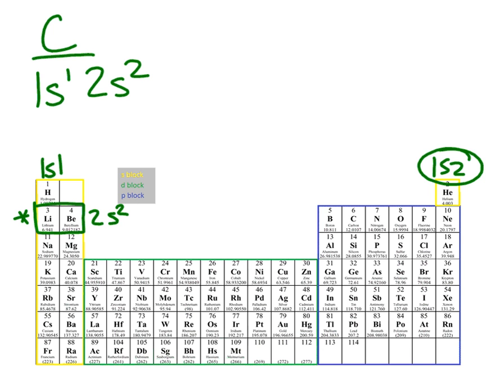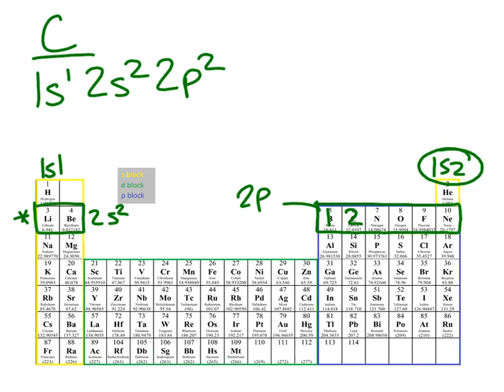And then here, this is my 2p block. But I didn't go all the way to the end. I'm only going to go 1, 2. So it would be 2p2. That would be the electron configuration for carbon. We'll do a couple more so you guys can see how we do it.